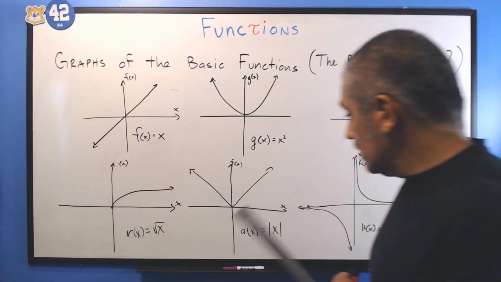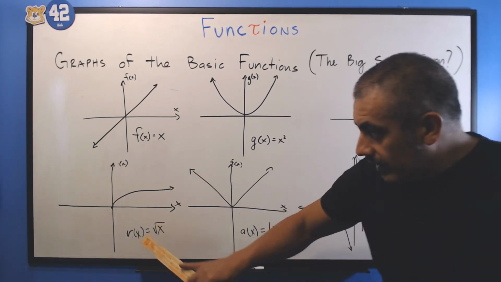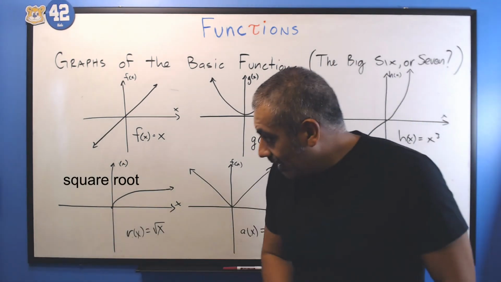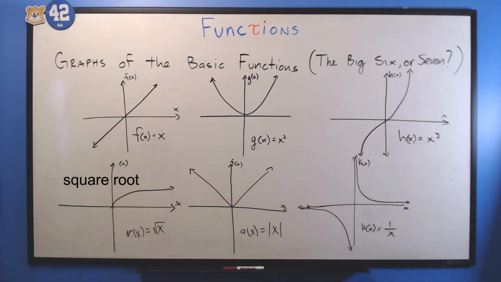Now, let's take a look at this one over here. A of x has a corner, k of x has asymptotes, and r of x has that little weird beginning because it's the absolute value function. But here you have all your basic functions.